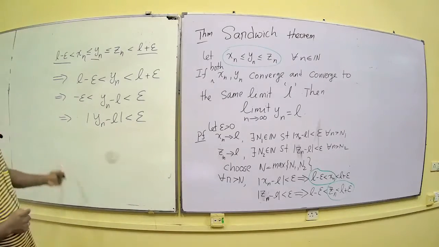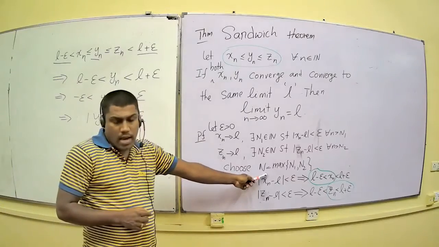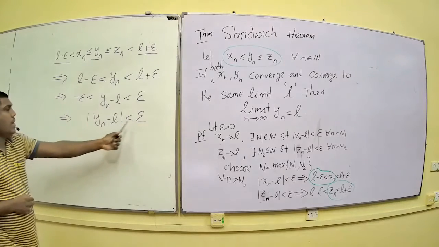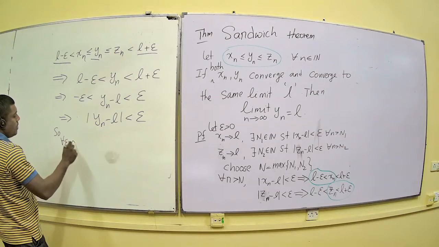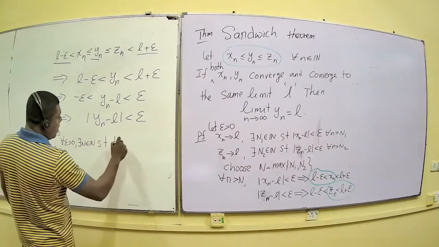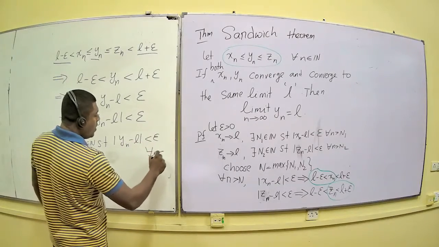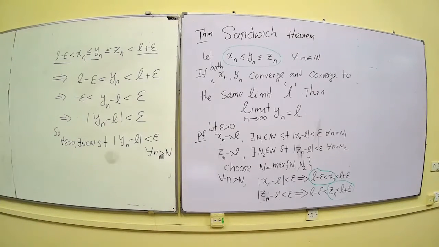So what do you have? For arbitrary epsilon, there exists N such that for every n greater than N, |yn minus L| is less than epsilon. So for every epsilon positive, there exists N belonging to the natural numbers such that |yn minus L| is less than epsilon for all n bigger than N. So by definition, it says the limit of yn converges to L.